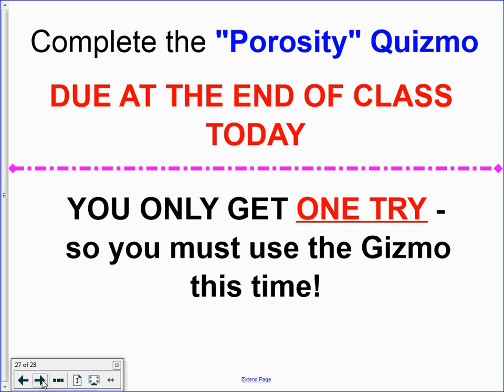Your assignment for today is a Gizmo. So remember, you log into Gizmo at explorelearning.com. There should be one there called Porosity. And sorry again. I kept meaning to time that better, but oh well, I talked too long on this one.